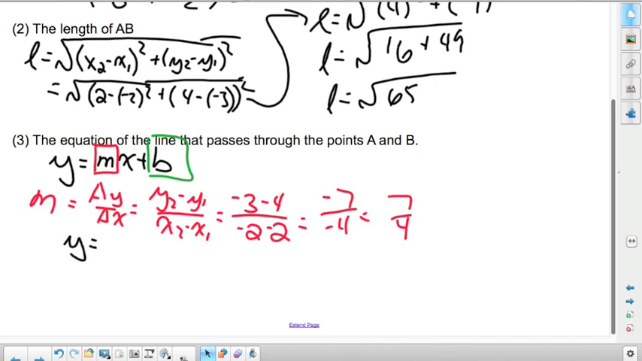y is equal to 7 over 4 x plus b. Okay? So we got sort of halfway there. We got the slope. How can we get b though? How can we solve for b? So you want to plug in the midpoint line?